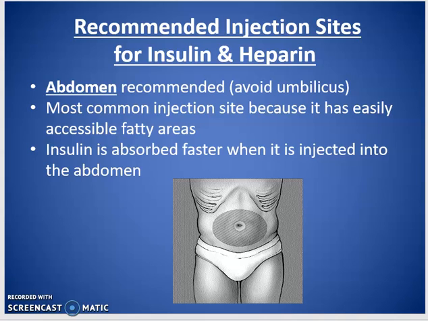So as we said earlier, insulin absorbs quicker than other things in fat, but it still is a kind of a slow process. You want to stay away from the umbilicus, so at least a 2-inch perimeter around the umbilicus, you want to stay outside of that.